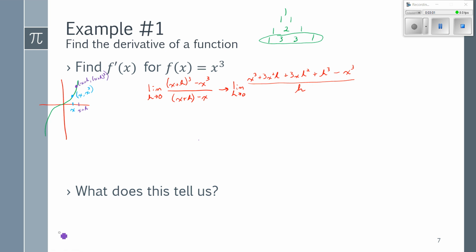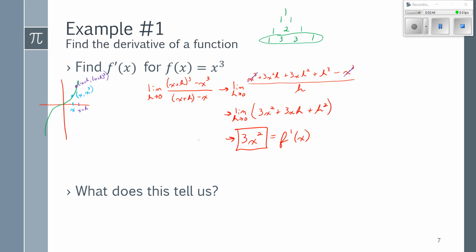So now I can see the x cubes are going to cancel. And I can divide what's left in the numerator by the h in the denominator. And I've still got the limit because I haven't found the limit yet. I have 3x squared plus 3xh plus h squared. And now I can go ahead and try substitution again. Well, I'm plugging 0 in for the h. It's only going in for h, not the x's. And when I do that, I get that my limit is 3x squared. And this is my derivative, f prime of x.